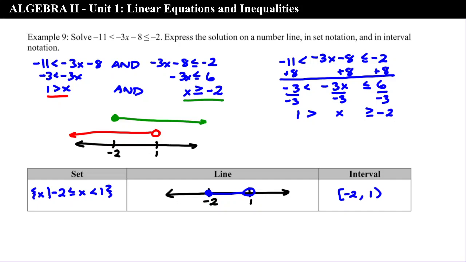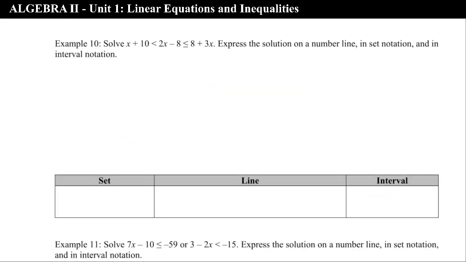Okay, so that was a little bit of work. We had to solve the inequality first. I showed you two ways to do it on this one, and then we were able to express our solutions. So let's do a few more to get a little bit of practice.